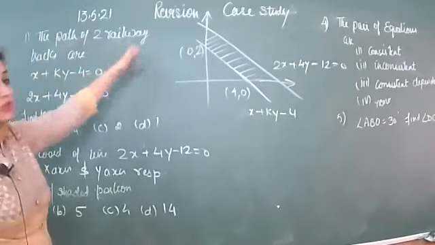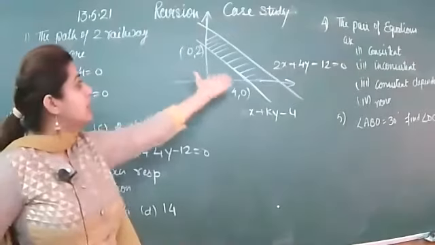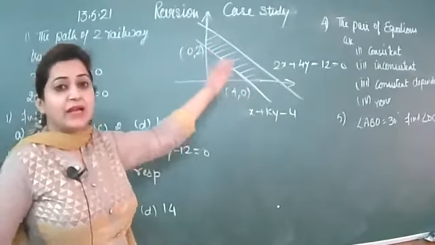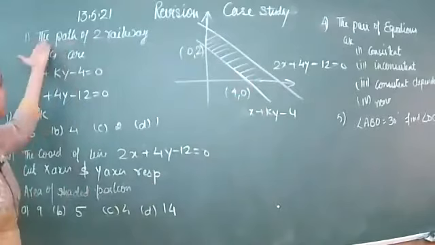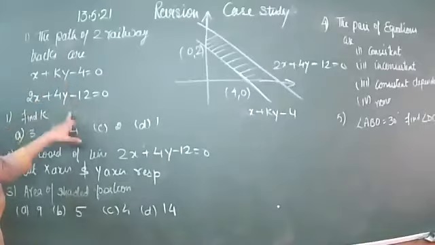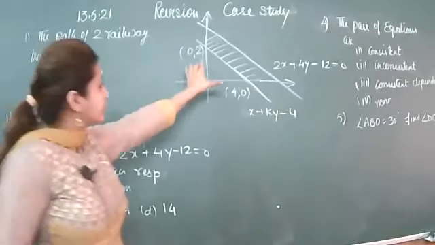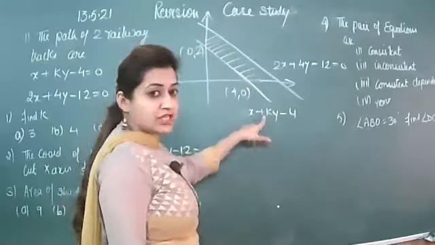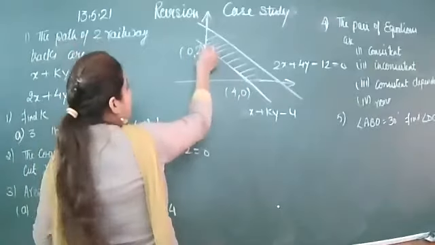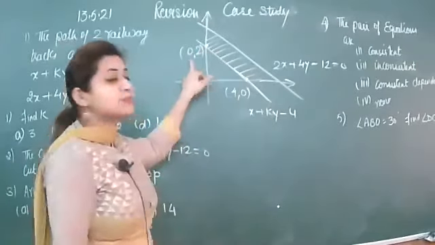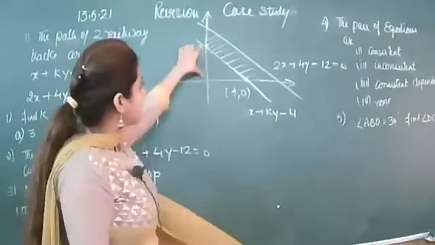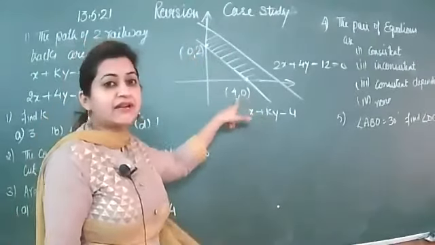The path of the two railway tracks, as you know, is a pair of linear equations. The graph has already been drawn, and this graph has been changed into the statement: the path of the two railway tracks has been drawn in the figure. The equations of the two lines are the ones I've already written. The first line represents your first equation, the second line represents your second equation. And this point of intersection is given. What does this point mean? This means that this line is meeting the y-axis at (0, 2) and the x-axis at (4, 0).